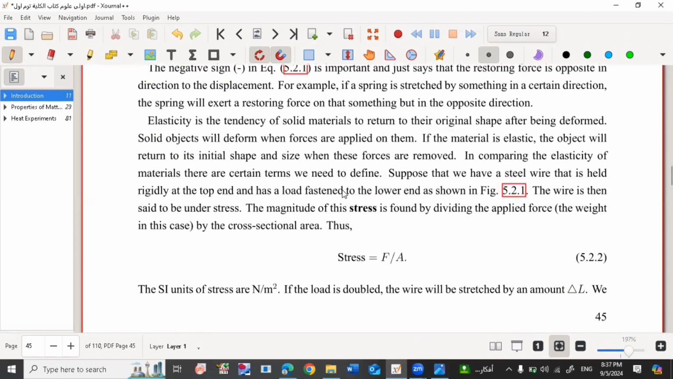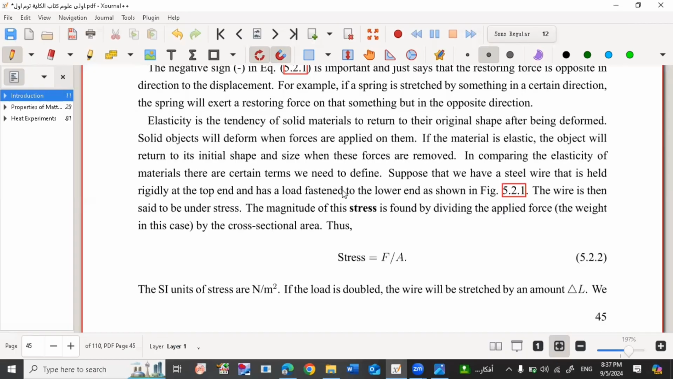So we also need to know what elasticity is. Elasticity is known as the tendency of solid materials to return to their original shape after being deformed. Like if we have a steel and we exert an external force, if this steel is deformed, it will be a permanent form because steel is not going to go back to its original shape. And if the steel is not deformed, this means it will not actually be deformed.